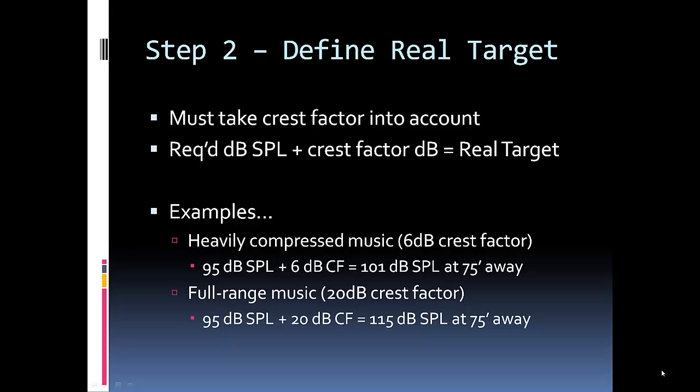And again, for the full range music with 20 dB crest factor, that will give us that 115 dB SPL real target level of what our loudspeaker has to produce to accurately reproduce that signal: the average signal that we hear of 95 dB SPL, plus enough headroom for the crest factor of that program material.